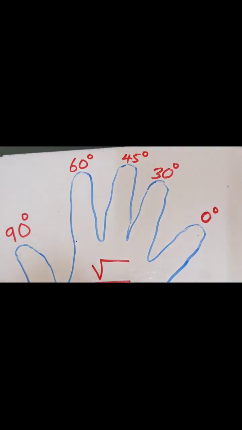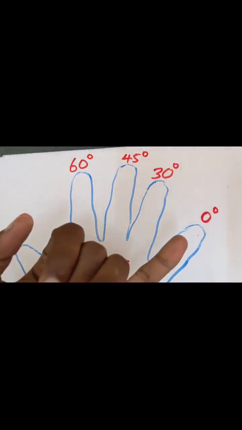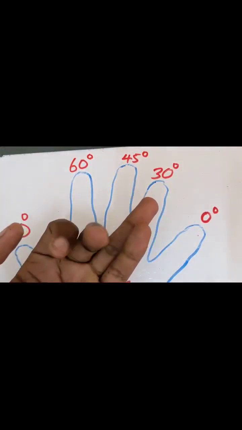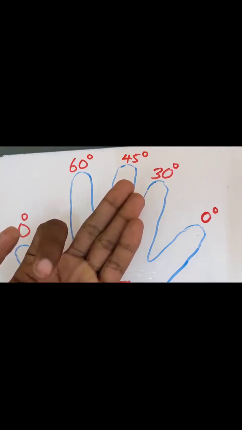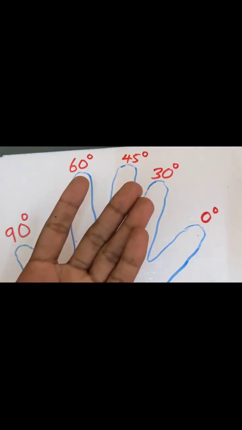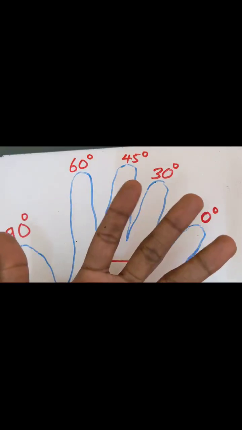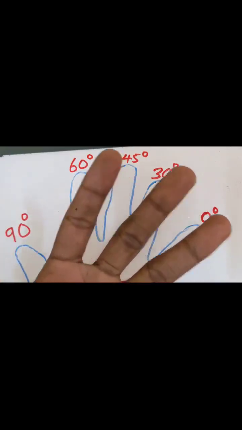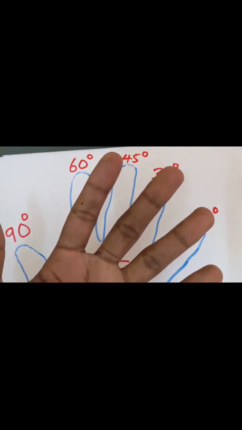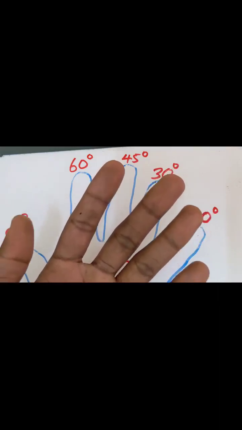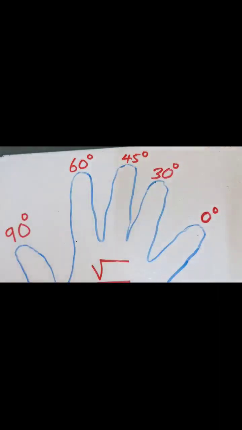This one is 0 degrees, 30, 45, 60, and 90 degrees. That is the first thing that you are supposed to know from here.